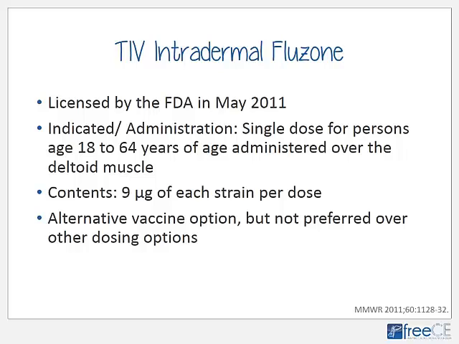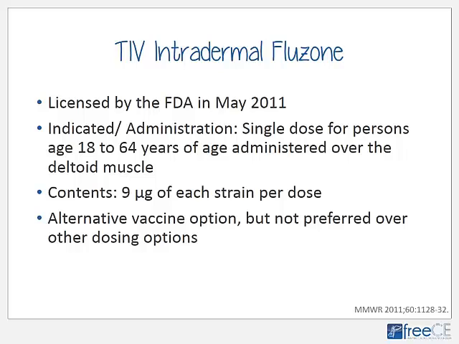This was licensed by the FDA in May of 2011. And the idea behind the development of an intradermal vaccine was to offer an additional route of administration while also increasing vaccine production, since the ACIP had increased the patient population for whom an influenza vaccine is recommended. So that was the idea behind the development of this particular vaccine product. Specifically, it's indicated as a single dose for people between the ages of 18 and 64 years of age. And similarly to our intramuscular vaccine, it should be administered over the deltoid muscle.